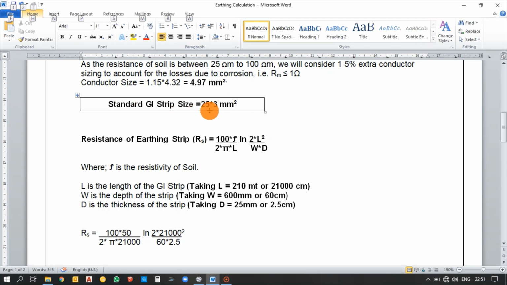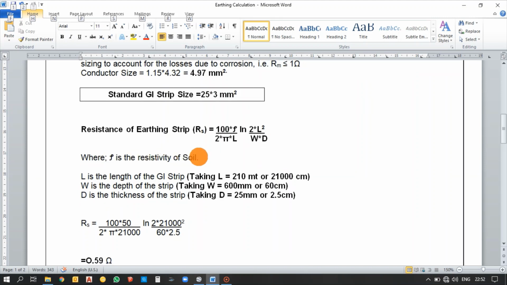After selection of the GI strip, we will calculate the resistance of the earth strip. We have a formula for this: 100 rho divided by 2 pi L into log of 2 L square divided by WD. We will see this one by one.